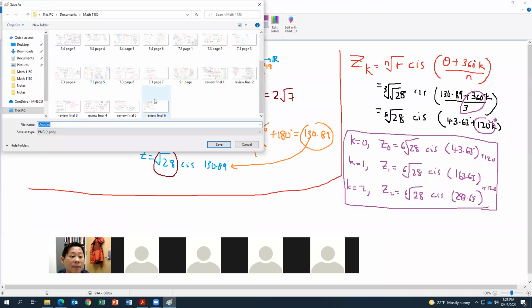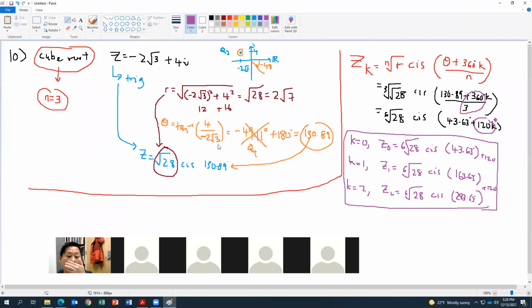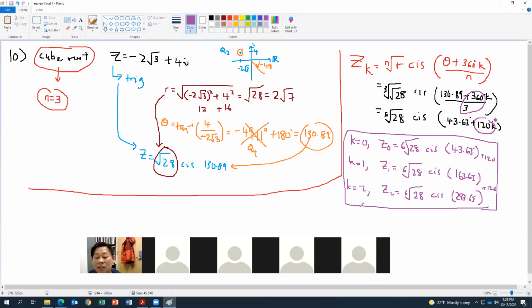Okay, so that's the answer for question 10. This is the end of today's review. Does anyone have any questions for me? So k is always just 1 less than n? Yes, you're correct. k is always 1 less than n. So in this case, n is 3, so you have to do 0, 1, and 2.